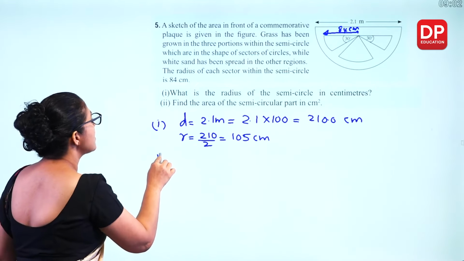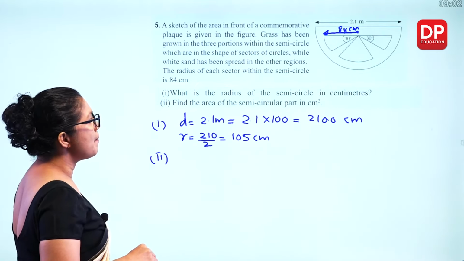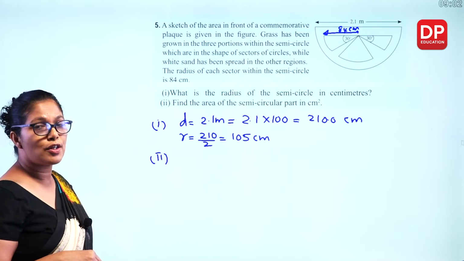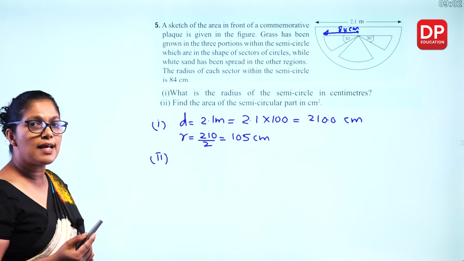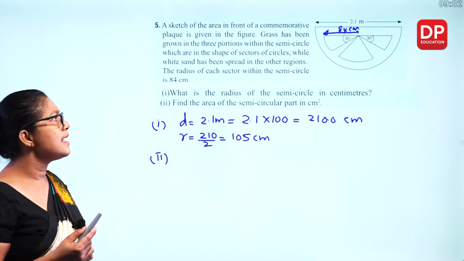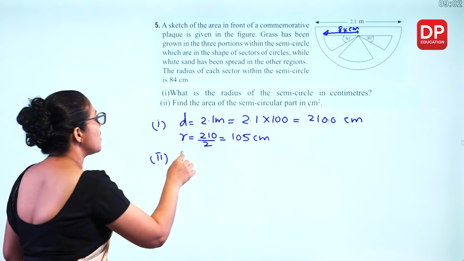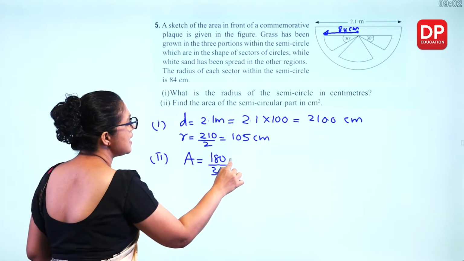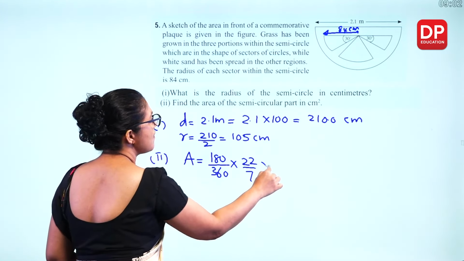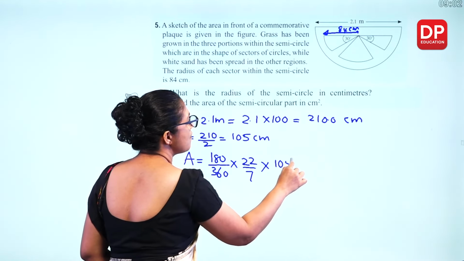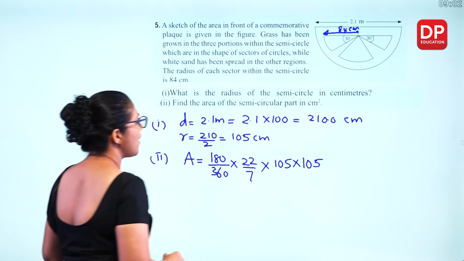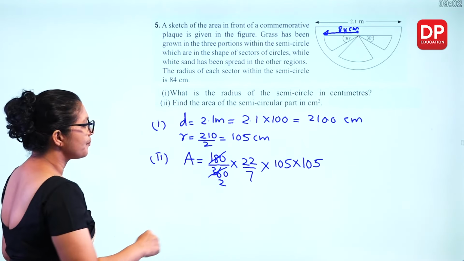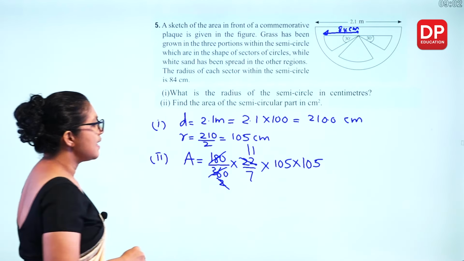For the second part, they ask to find the area of the semicircular part in square centimeters. What's the area of the semicircular part? We know this is a sector with angle at the center 180 and the radius 105. So what's the area of the semicircle? Angle 180 divided by 360 into pi, 22/7, radius is 105, 105 times 105. So what's the answer? 180 times 2, 2 times 11 is 22.